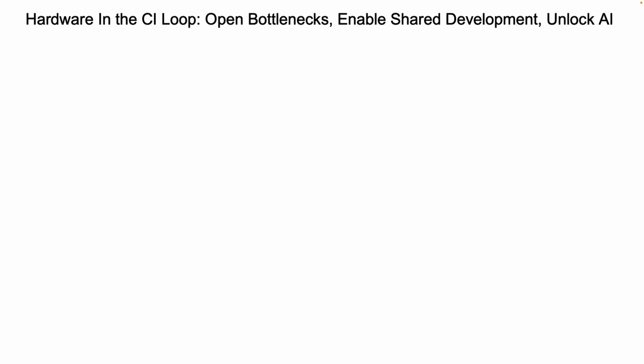When we think about hardware in the loop, we think about bringing our hardware into our development process so that as we iterate and improve our code, we can have the hardware in that loop. I'm going to talk a little bit about hardware in the CI loop, which is a little bit different than simply getting hardware into our development loop.